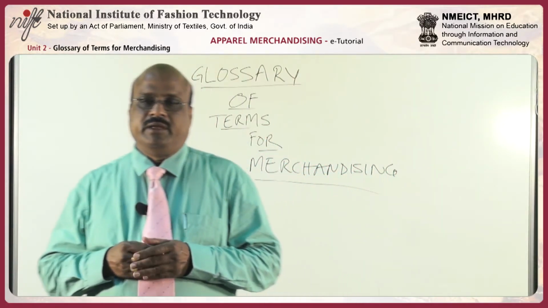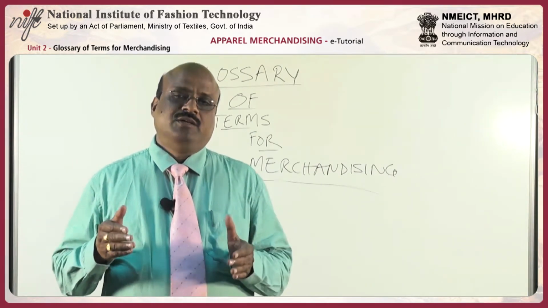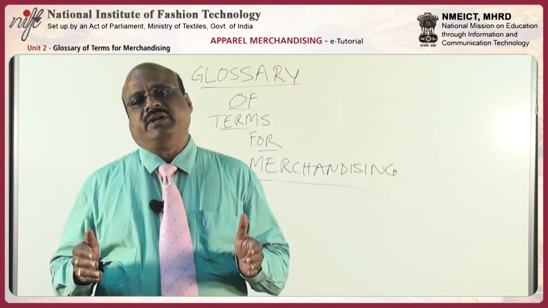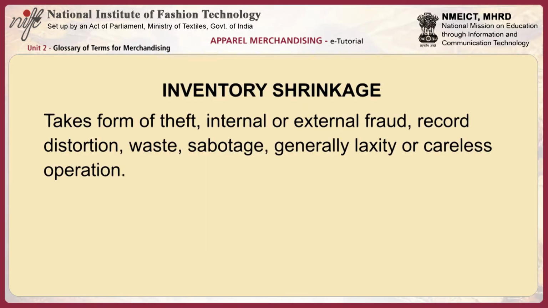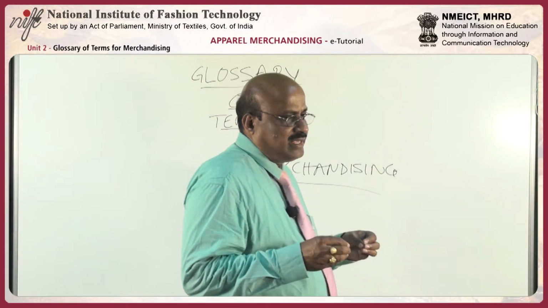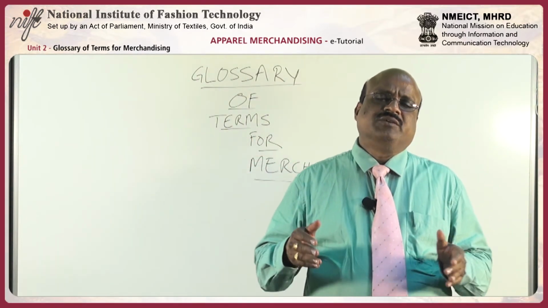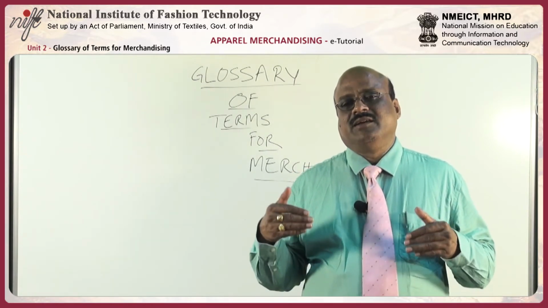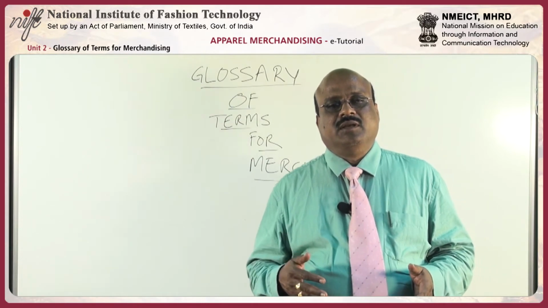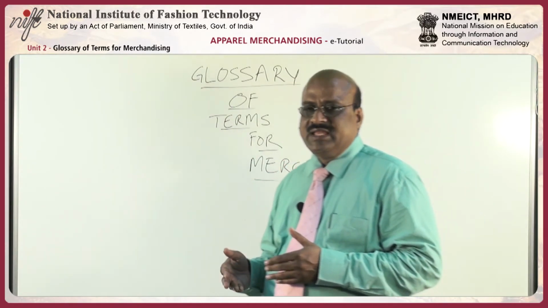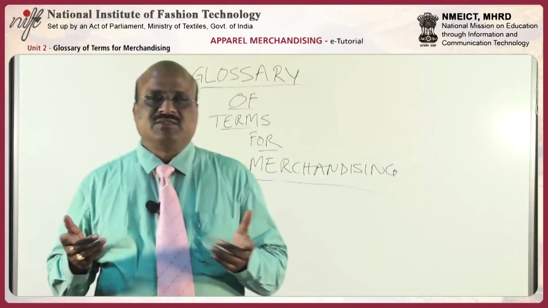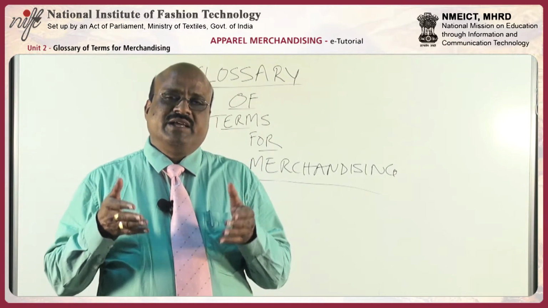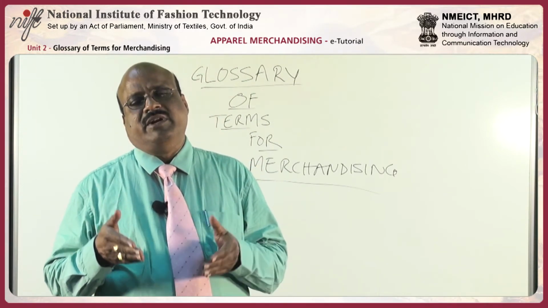So the next term is inventory shrinkage. What is the meaning of inventory shrinkage? It takes the form of theft, internal and external fraud, record distortion, waste, sabotage, laxity and careless operations. Inventory shrinkage is nothing but shrinkage in the inventory. There is a reduction in the inventory because of various reasons like theft, fraud, distortion of records, pilferage and wastage, sabotage and careless operations. They all can result in a reduction in the actual inventory. So this is called inventory shrinkage.